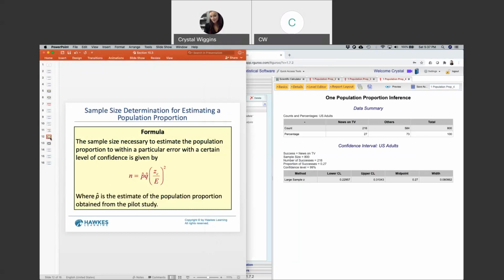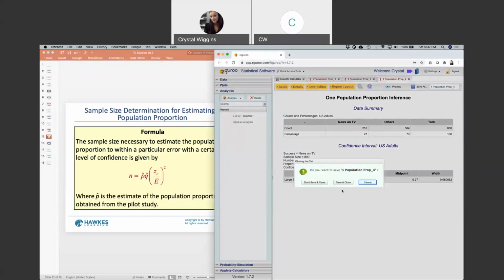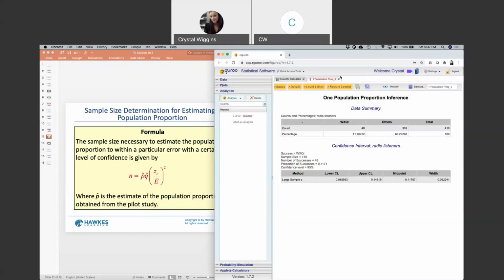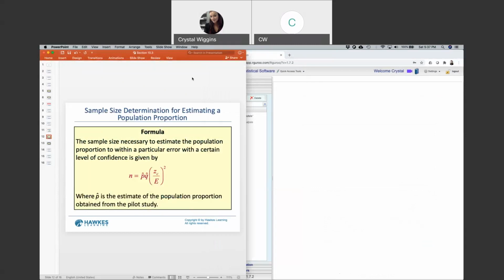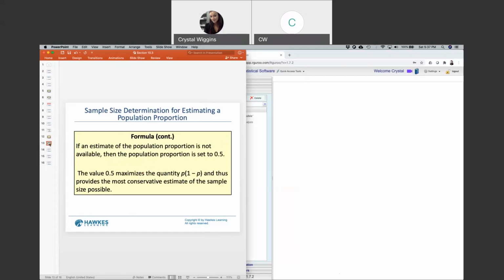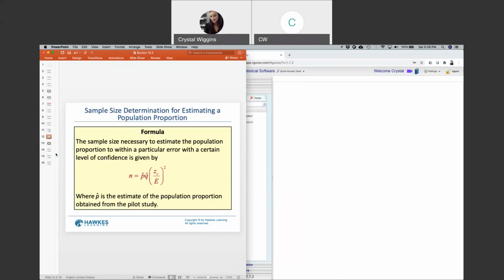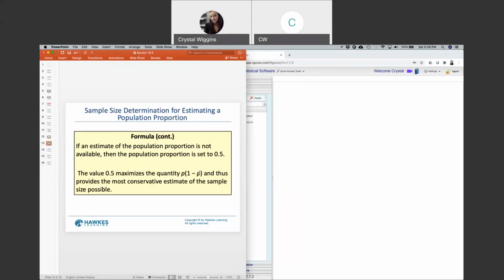Okay. And again, let's discuss finding a minimum sample size. We talked about this in the world of the means. There was a different formula, but that should hopefully make sense because we were working with x bar and sigma sub x bar, which is the standard error for the mean. So here we don't have a standard deviation. We have to use our proportion, our critical value, and our margin of error. So if an estimate of the population proportion is not available, then the population proportion is automatically set to 50%, so 0.5. The value 0.5 maximizes the quantity in the beginning of the formula, the p times q, which is p times 1 minus p, the same thing, 1 minus p is q, and thus provides the most conservative estimate of the sample size possible.